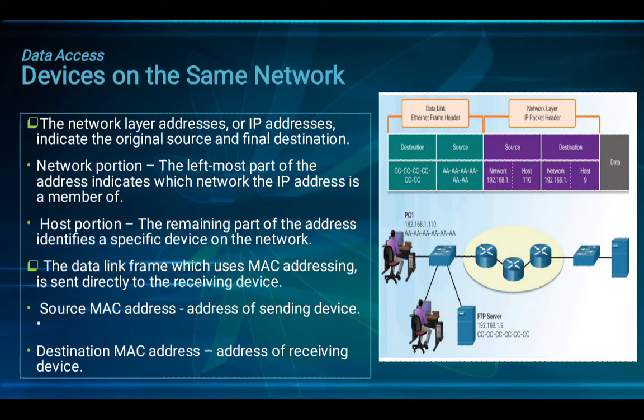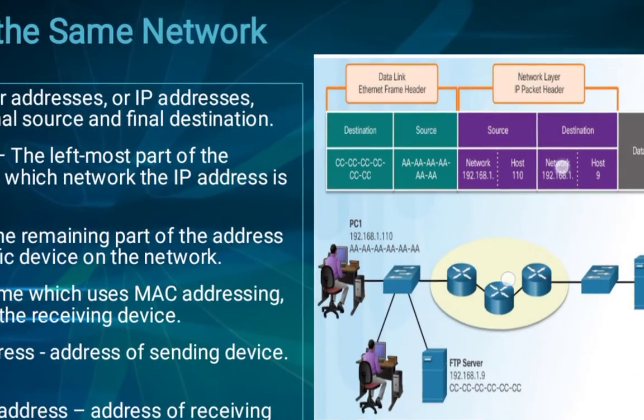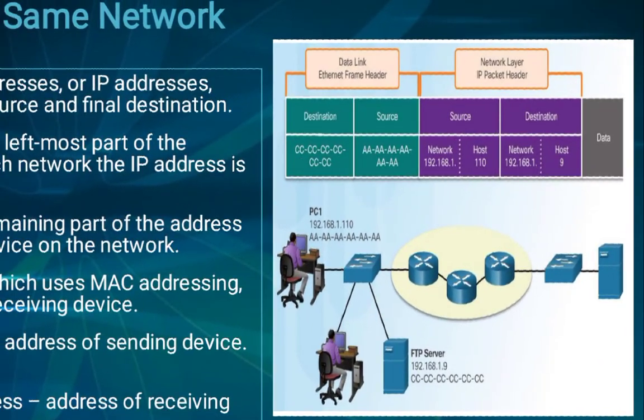Next is devices on the same network. The network layer addresses, or IP addresses, indicate the original source and final destination. Network portion: the leftmost part of the address, which indicates the network the IP address is a member of. Host portion: the remaining part of the address, which identifies the specific device on the network.